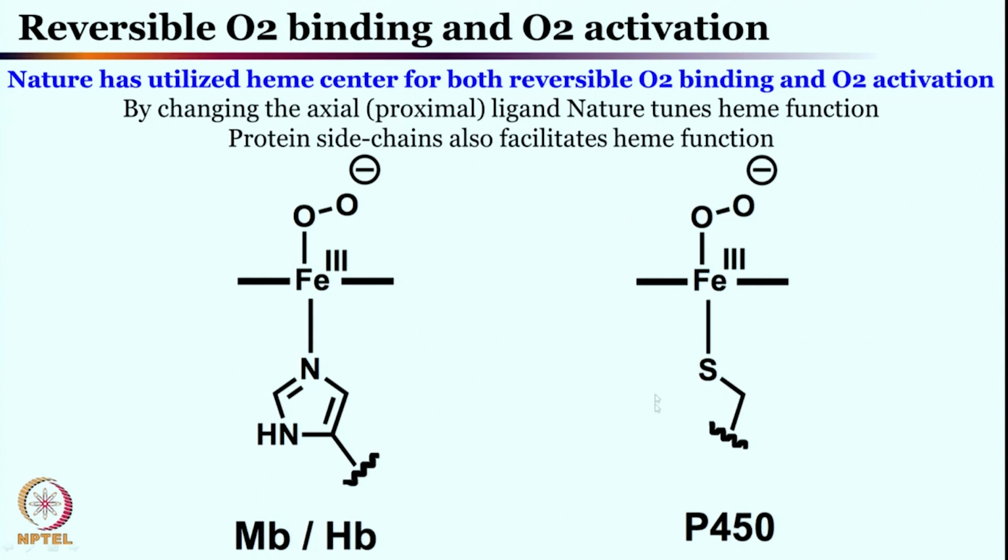P450 type of enzyme utilizes this cysteine thiolate. Wherever the high valent iron oxo species formation and their stabilization is required, this cysteine intermediate is called upon. Nature has utilized heme center both for the reversible oxygen binding and oxygen activation and subsequent reaction. By changing the nature of the axial ligand from histidine to this cysteine, we have seen that nature tunes its reactivity. Protein side chain of course plays a key role.